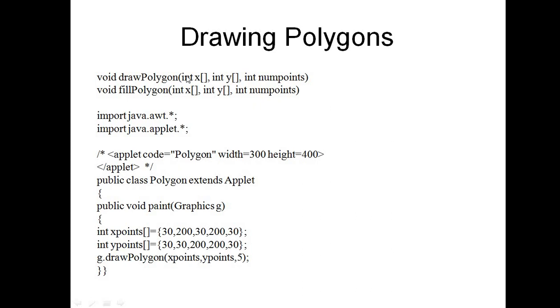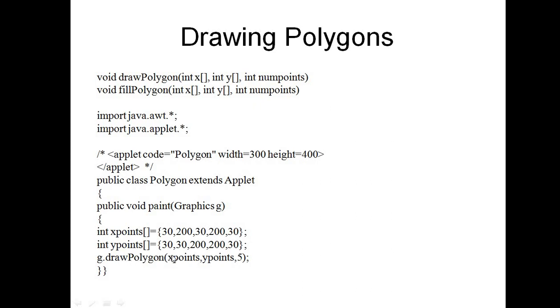For example, we specify 5 as the number of points. The x values and y values must have 5 different array values. Similarly for fill polygon also: x array, y array, number of points. So consider this applet, polygon extends applet. The X points are specified here, the Y points are specified here: 30, 200, 30, 200, 30. Here 30, 30, 200, 200, 30.